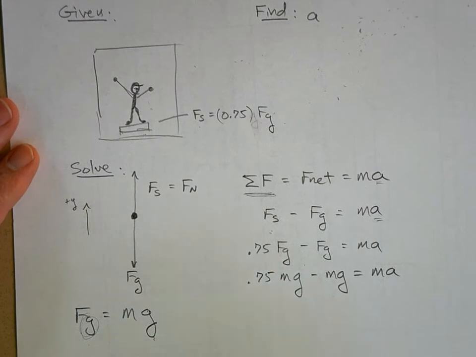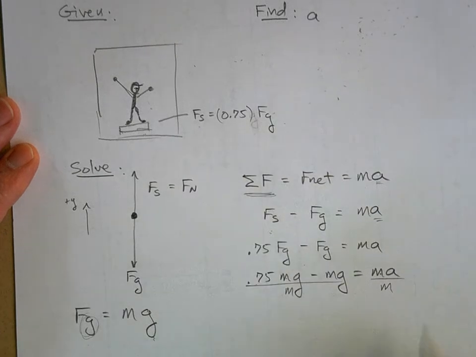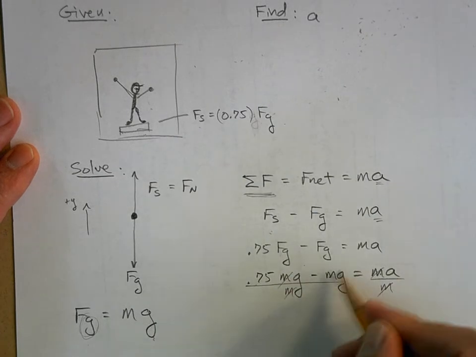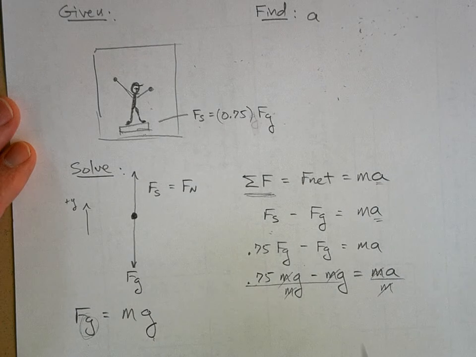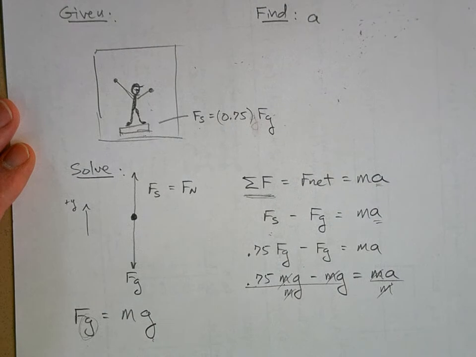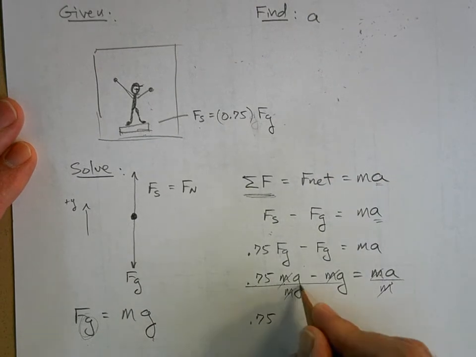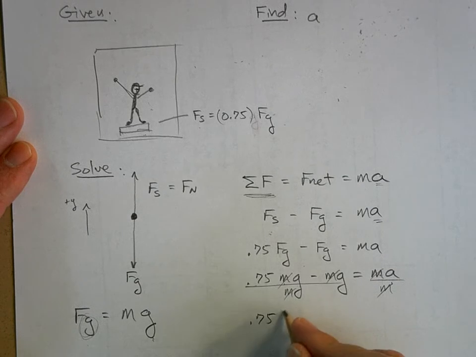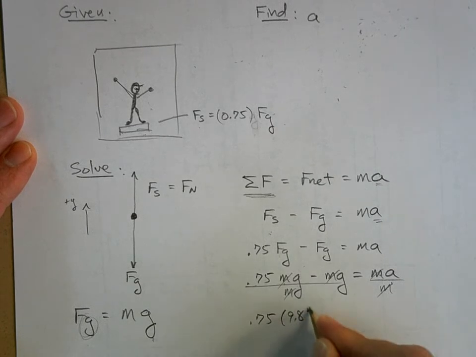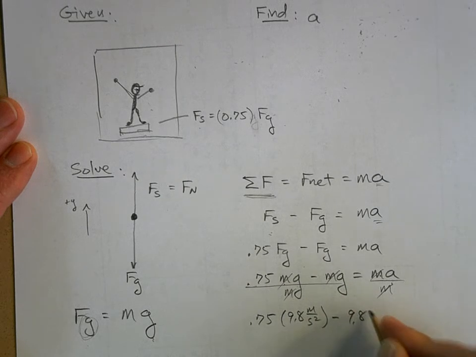Well, this is awesome because look, mass is in every term. So divide both sides by the mass, and it cancels out. The only time you can cancel out something is if it's in every single term in that equation. So we have 0.75, and we know what gravity is, right? It's 9.8 meters per second squared minus gravity, 9.8 meters per second squared equals a.